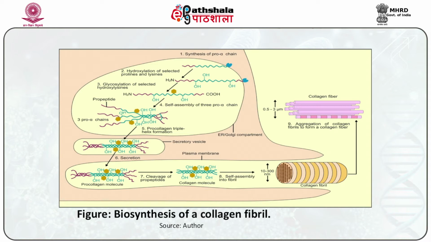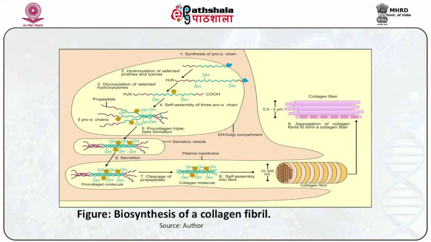Prolyl hydroxylation of certain prolines and lysines, along with other covalent modifications and cis to trans isomerization of prolines. These modifications enable self-assembly of propeptides to form trimers, which are covalently linked by disulfide bonds. The chaperone protein HSP47 also helps to stabilize the helices and prevent premature aggregation of the trimers. The folded procollagens are transported to and through the Golgi complex and secreted.